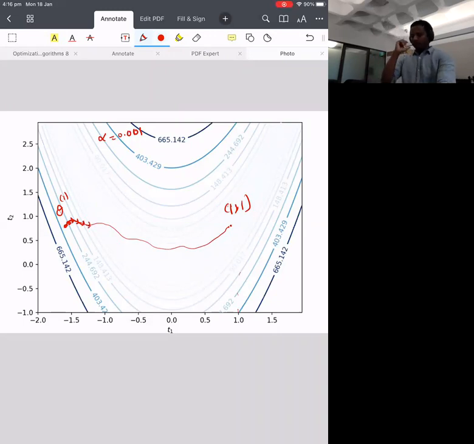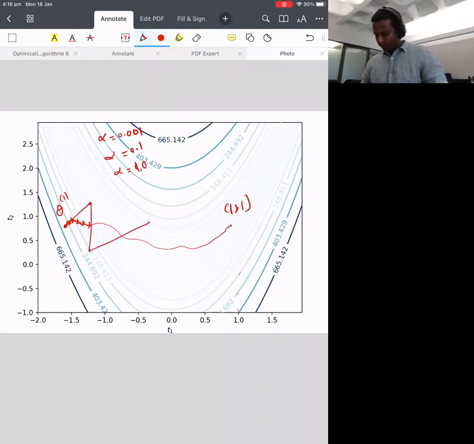But if you take alpha more, say 0.1 or even 1, for these values we are essentially saying: take this much length here if it is moving like this, long. So many times you end up seeing this kind of behavior in gradient descent, because you don't want to make small steps.